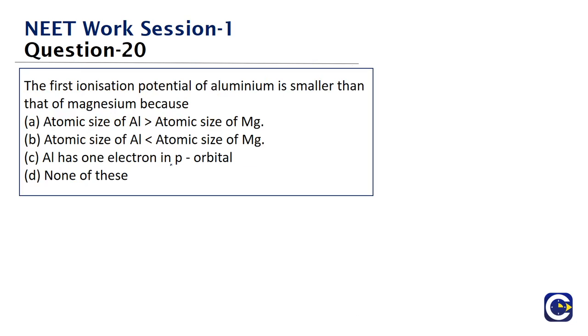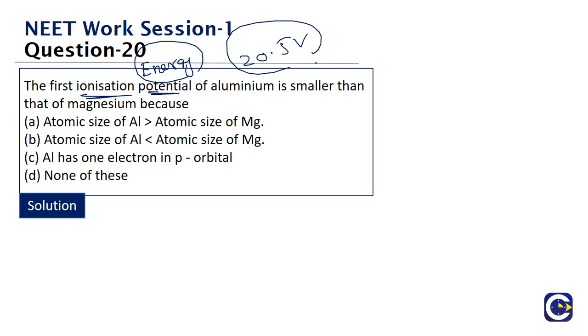We look at question number 20. The first ionization potential. Ionization potential is a different way of looking at the ionization energy. Ionization potential means how much electrical potential we have to apply so that we will remove the electron. Let us say we have to apply a potential of 20.5 volt. Then the corresponding energy requirement will be 20.5 electron volt. If you express the value in electron volt, we call it ionization energy. If you just give the voltage value, we call it ionization potential. The first ionization potential is the potential required for the removal of the first electron.